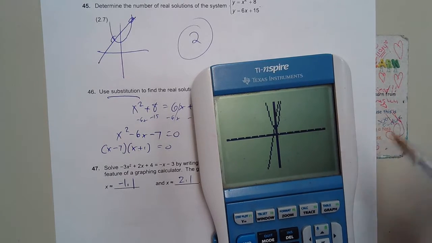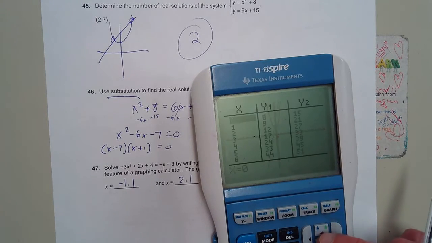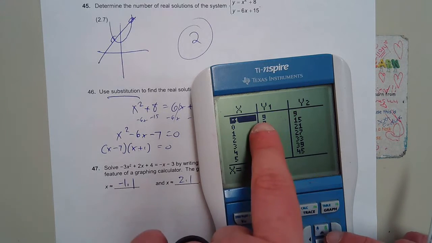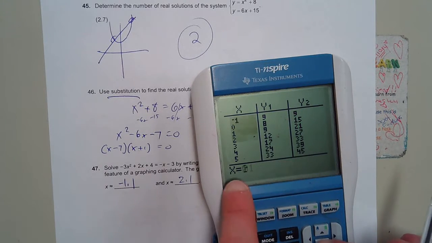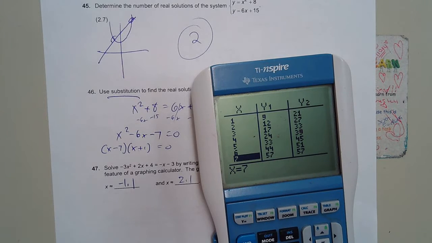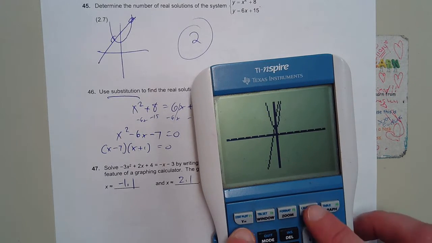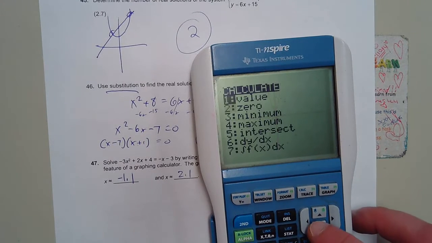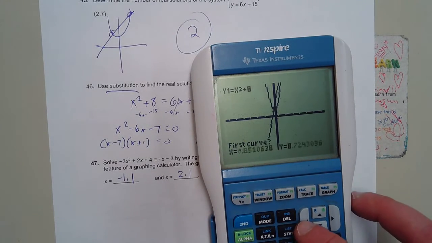So the -1 definitely looks like it's right there. I go to my table if I want, and I can see, yep, at -1 they were the same. I can see at 7, yep, they were the same. Completely checks out, okay? Could I also get it from the graph? Absolutely. I can find the intersections where I go second calc, pick intersect, and then you just move your cursor.